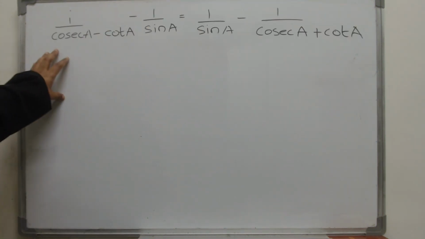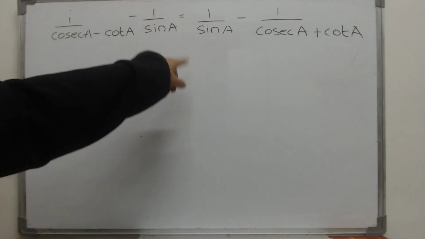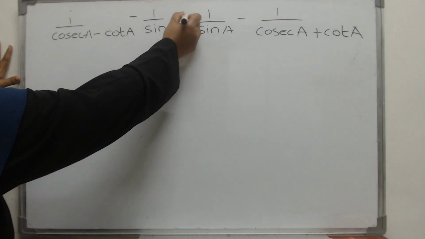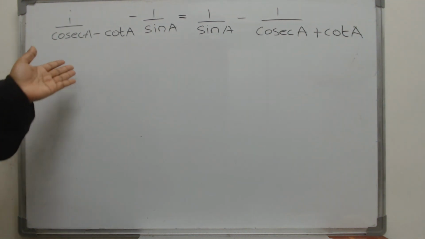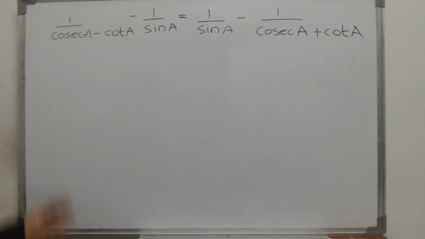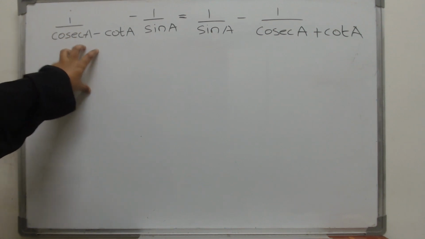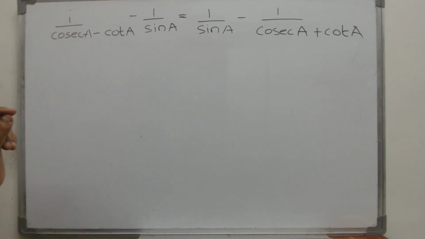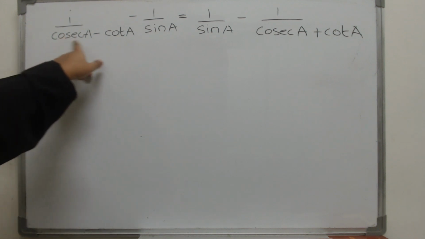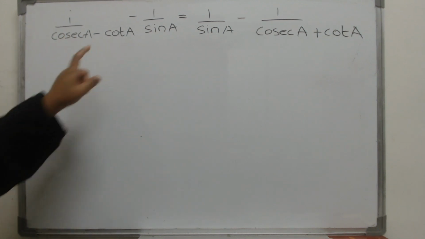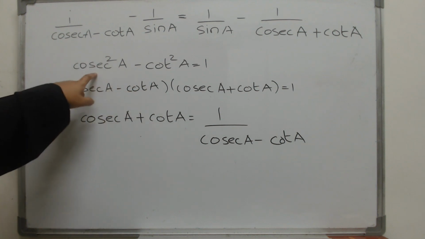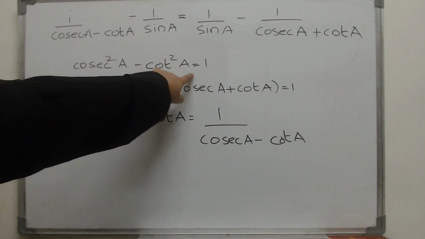Now we move on to the next question. This is our question here. We have an LHS and an RHS, and we have to prove that they are equal. Randomly start with your LHS. What do you see here? Which two trigonometric functions are related? These two. In which way? Now this is how the cosec A and the cot A are related.